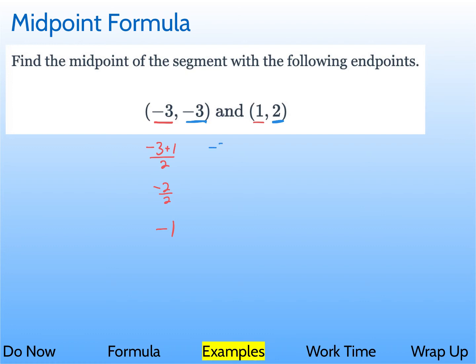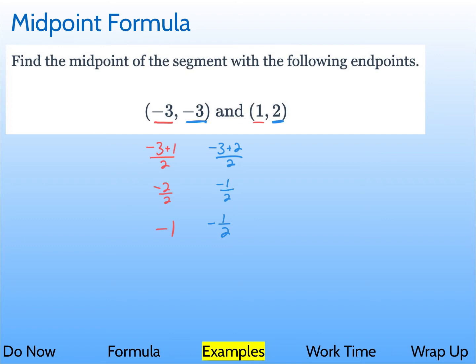And for the y coordinates, we have -3 and 2. So we do -3 plus 2 divided by 2. Remember, you're always dividing by 2 because you're finding an average of 2 numbers. So the denominator in this is always going to be 2 no matter what. So we have -1 over 2, which is -1/2, or -0.5, whatever way you want to write it.